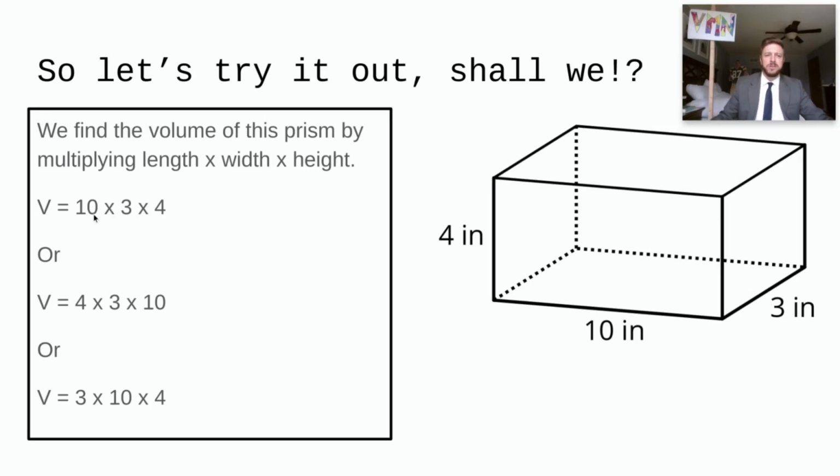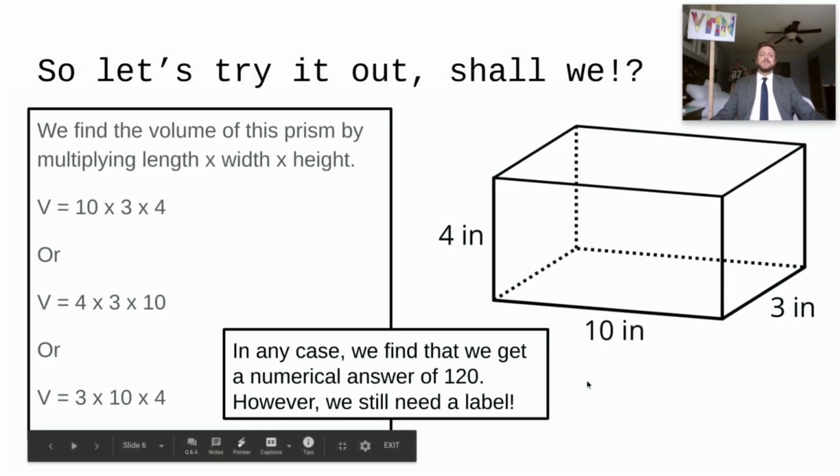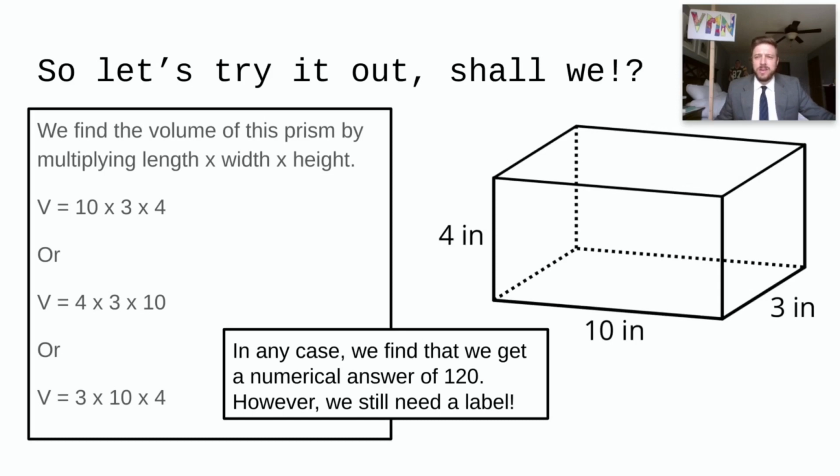So in this case, we can do 10 times 3 times 4, or 4 times 3 times 10, or 3 times 10 times 4, or whatever combination of those 3 numbers you can think of. Let's find out. In any case, we multiply to get an answer of 120. That's our numerical answer, though. We still need a label.